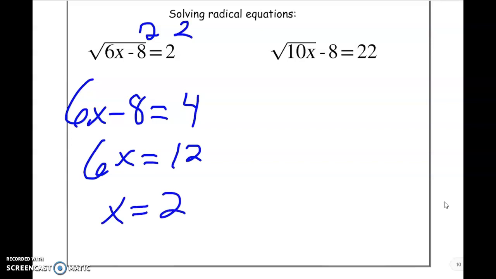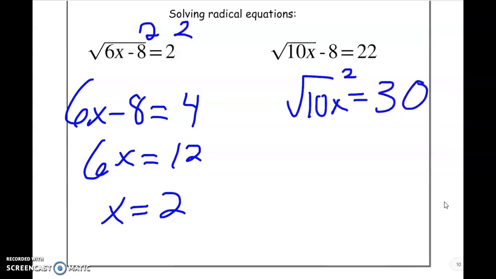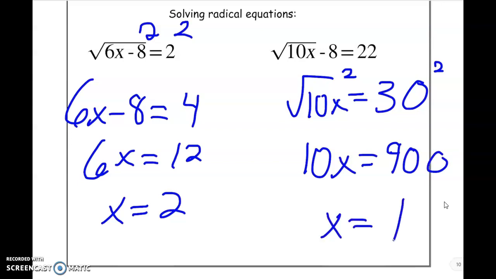All right, over here, this minus 8's on the outside, got to do the opposite, so you add 8. Go ahead, square both sides. And then finally, divide by 10. So nice and simple. That's it, really. That's it for notes.